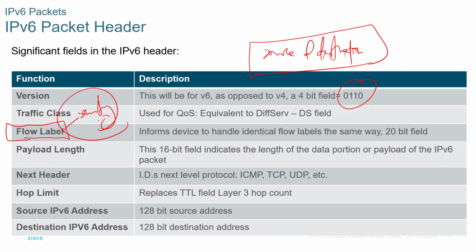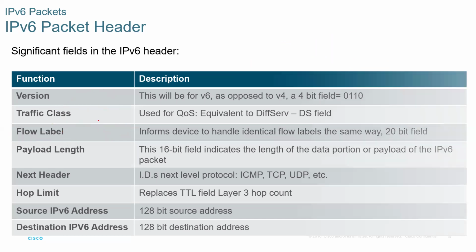Right, payload length. It's a 16-bit field that indicates the length of the data portion, the payload only. The next header is the next level protocol, which we have in IPv4. The hop limit is the same as the TTL. So in IPv4, we have the TTL. In IPv6, we have the hop limit. TTL, time to live. Source and destination IPv6 addresses, we know those.